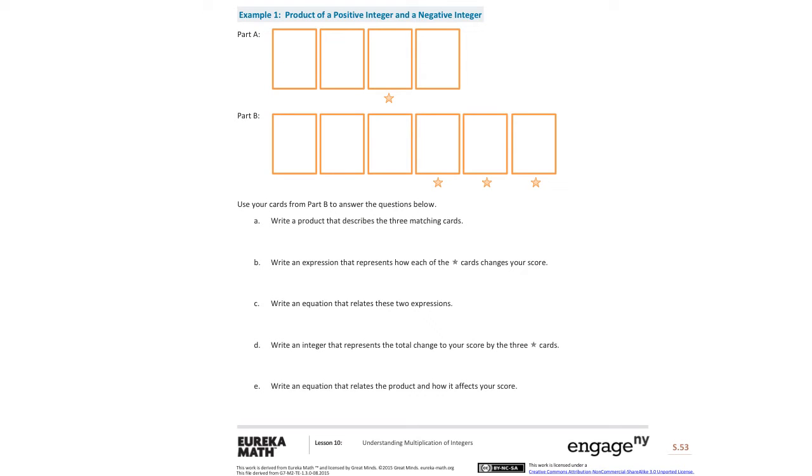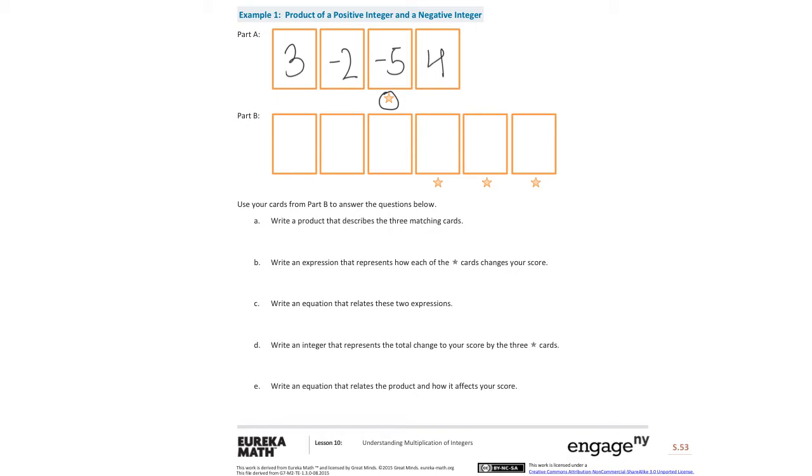Let's look at part A. For part A, we're going to look at the 4 cards in our hand. The 4 cards you will have in your hand are 3, -2, -5, and 4. Under our card, -5, we see that we have this star right here. This indicates which of the 4 cards to copy or to multiply from in part B.